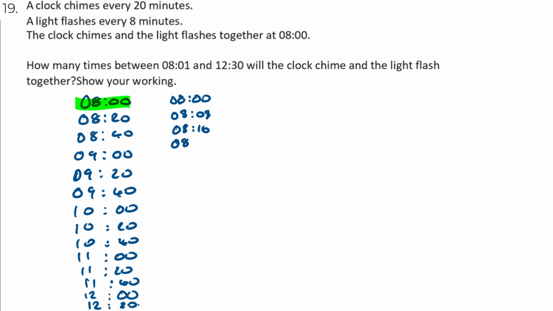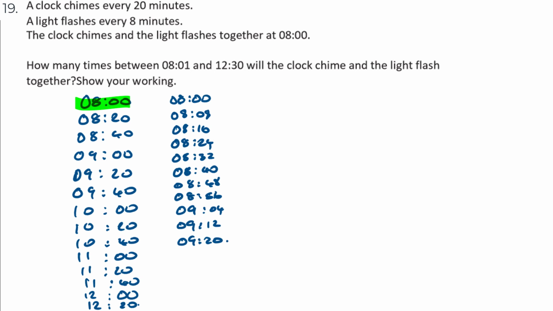8:16. Then it's going to be 8:24. Then 8:32, then at 8:40, okay, then at 8:48, then at 8:56, then no, it won't chime on the hour. It'll go to 9:04 then, won't it? And then 9:12, 9:20.